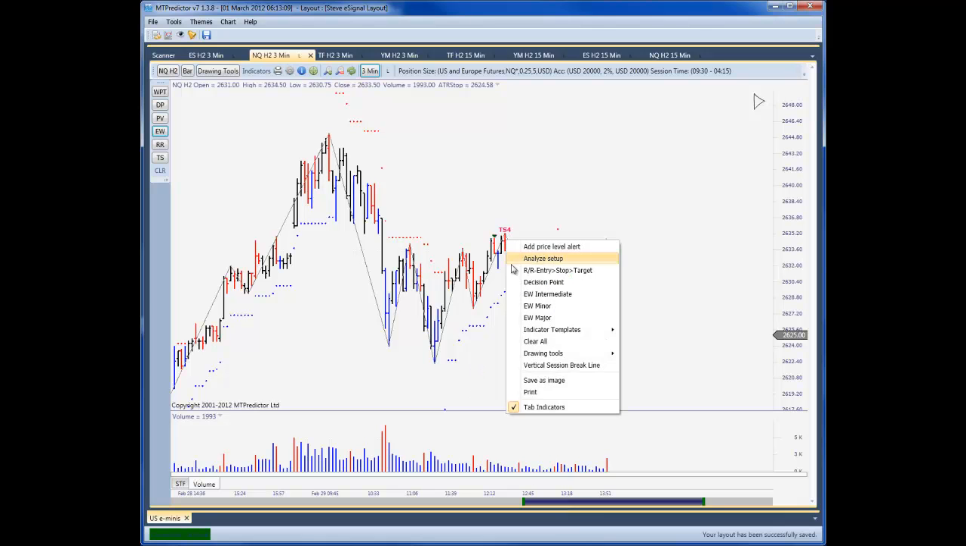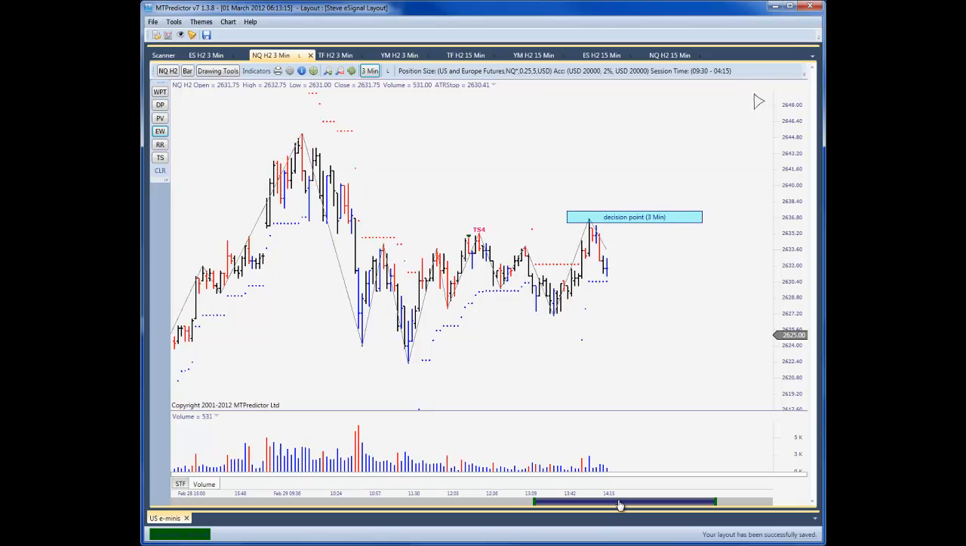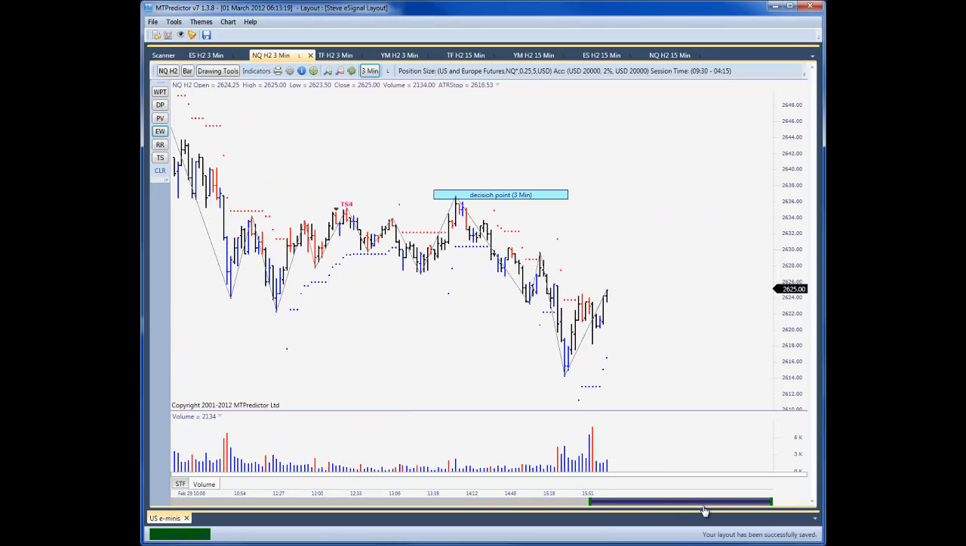So if I put the DP off this high, you can see this was giving us 3-minute decision point resistance, and that is where the NQ rallied up into before the sharp fall into just before the close.